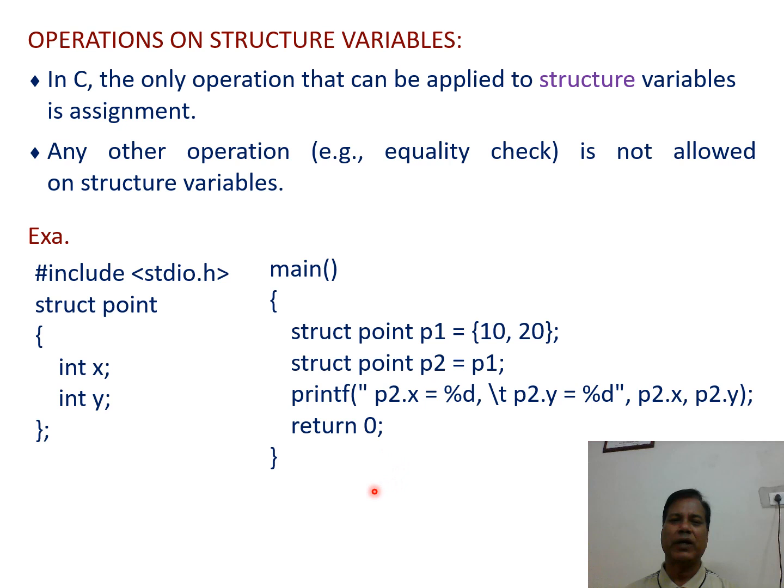So in this way we saw that only a single operation, that is the assignment operation, on the structure variable is possible. The output of this program is p2.x = 10, p2.y = 20.